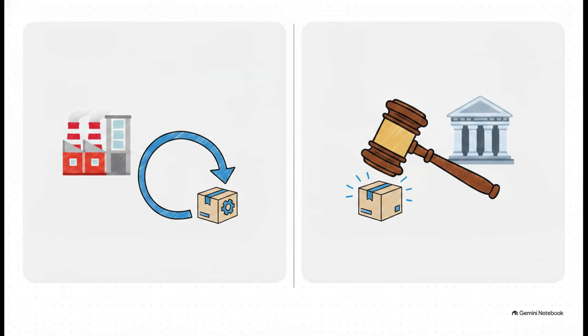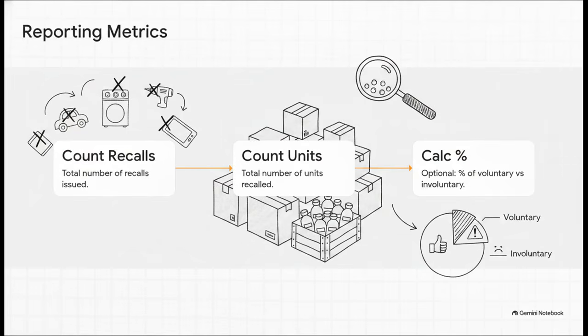So for all you corporate preparers out there listening, here is your straightforward quantitative checklist for metric RTE 250A.1. Step 1. Disclose the total number of product recalls issued during the reporting period. Step 2. Disclose the total number of individual units recalled. And step 3, actually, this is an optional but highly recommended metric under the standard, calculate and disclose the percentage of recalls that were voluntary versus involuntary. Why do this? Because it gives investors a really clear view of how proactively you're managing safety issues.